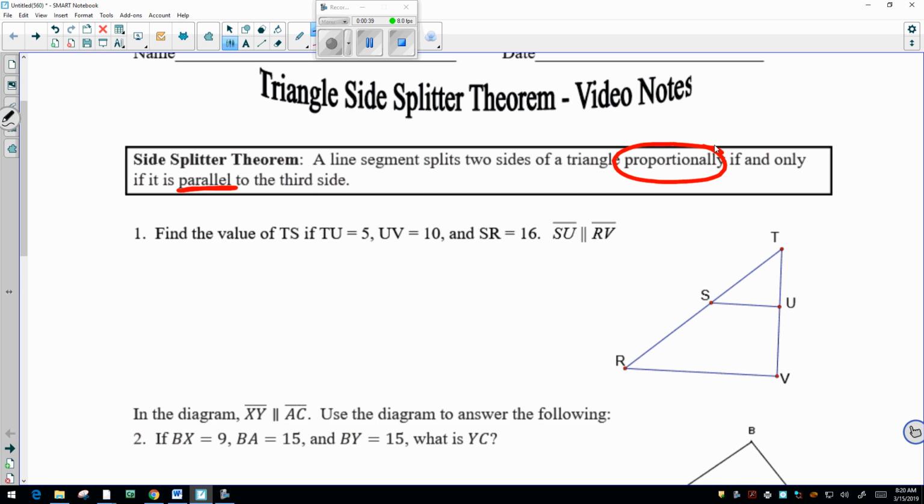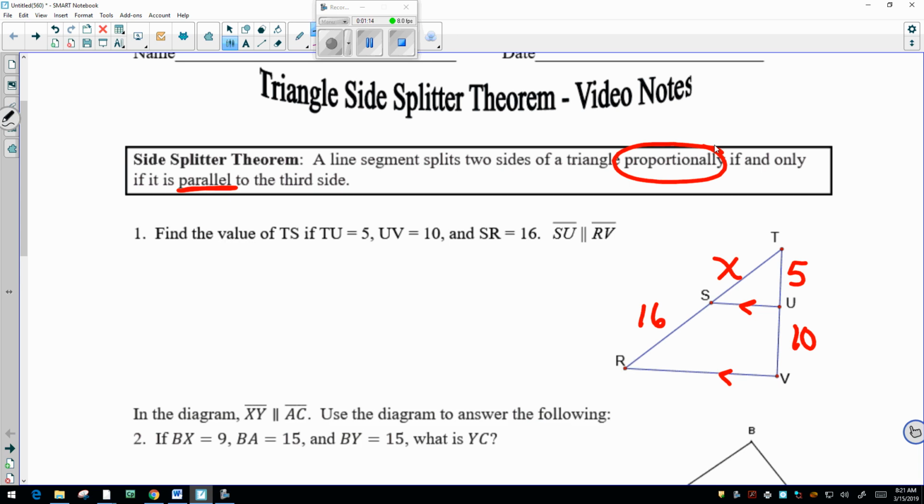So looking at this in practice, it's asking us for number one, to find the value of TS. So I'm going to label that X. I don't know what that is. If I know that TU is 5, and I know UV is 10, and we know SR is 16, and we know our lines are parallel. So in this question, by having them state to us that those lines are parallel, I can use the side splitter theorem, which means the parts of those sides are going to be in proportion.